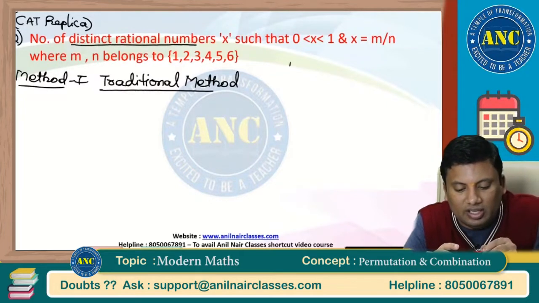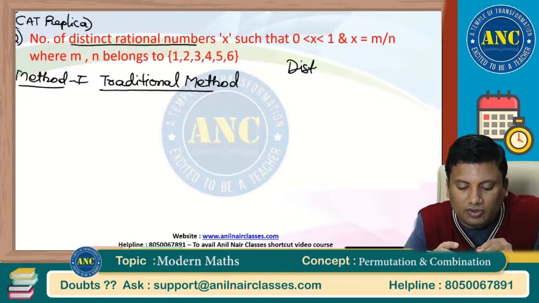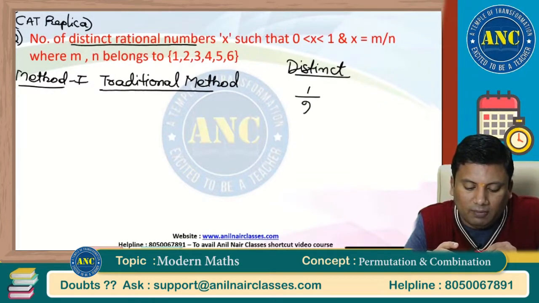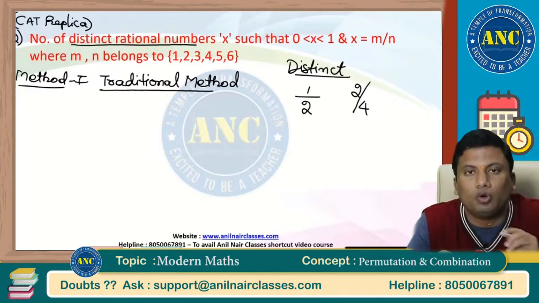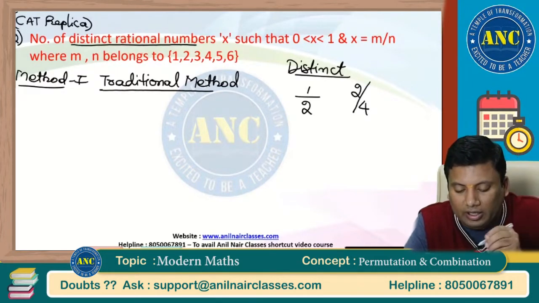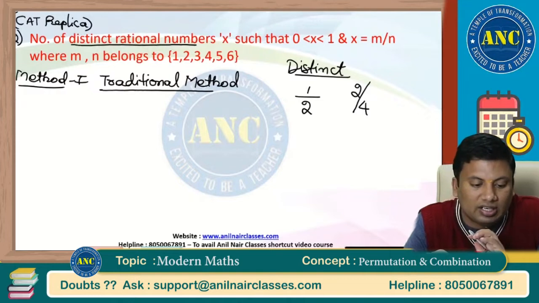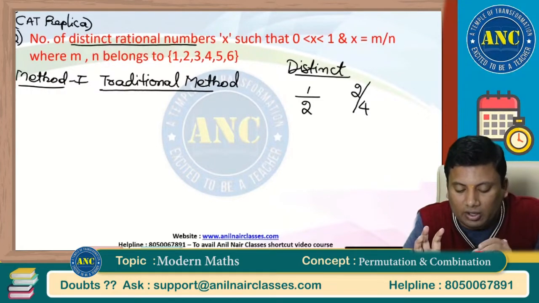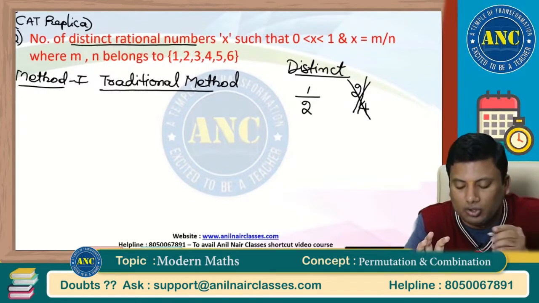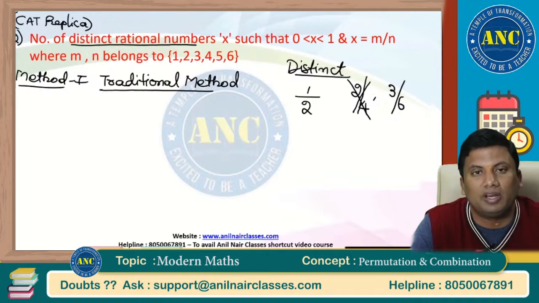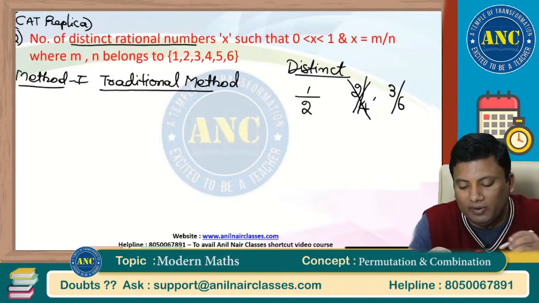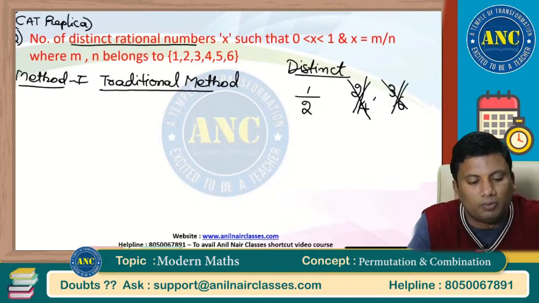Underline this word distinct. When I say distinct, for example, 1 by 2, the value is 1 by 2. 2 by 4, what is the value? 1 by 2. Distinct means all should be unique to each other. If I wrote 1 by 2, I cannot write 2 by 4. I cannot write 3 by 6. Are you all with me? Because the value comes out to be 1 by 2.